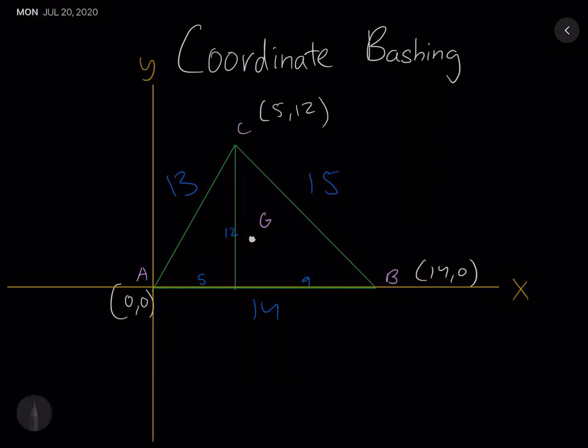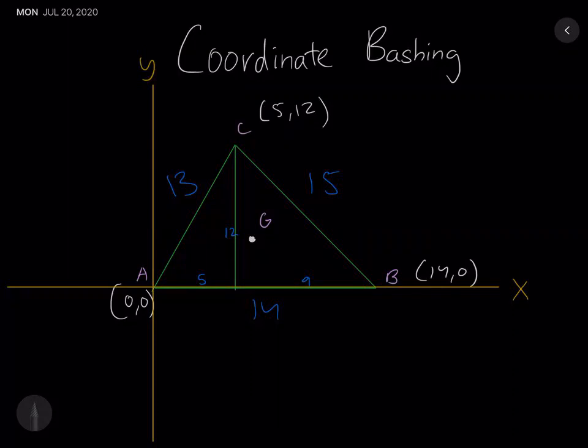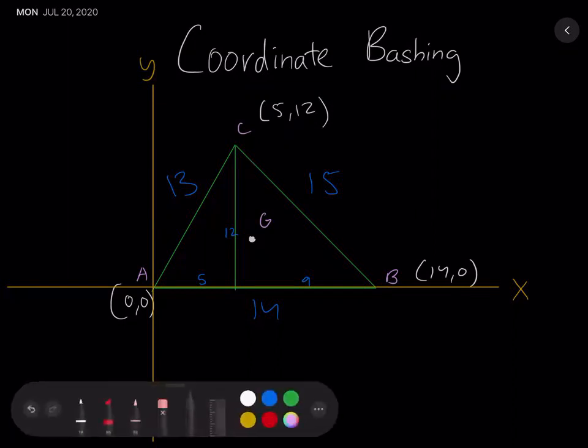So what is our centroid? Our centroid is the intersection of medians. What are medians? They're segments that go from a vertex to the midpoint of the opposite side of a triangle. We can choose medians that allow us to do math really easily. Now, what's the easiest midpoint of a side to find here? Clearly it's AB. It's on the x-axis, so the midpoint's really easy to find.